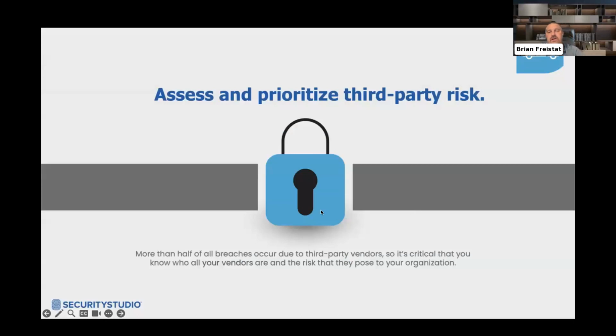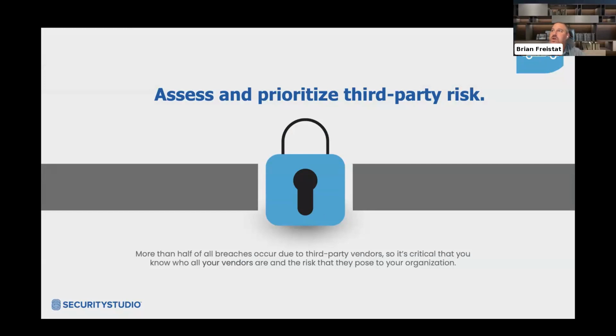All right. So assess and prioritize third-party risk. More than half of all breaches. So listen very carefully to what I just said. More than half of all breaches occur due to third-party vendors. So it's critical that you know who all your vendors are and the risks that they pose to your organization.